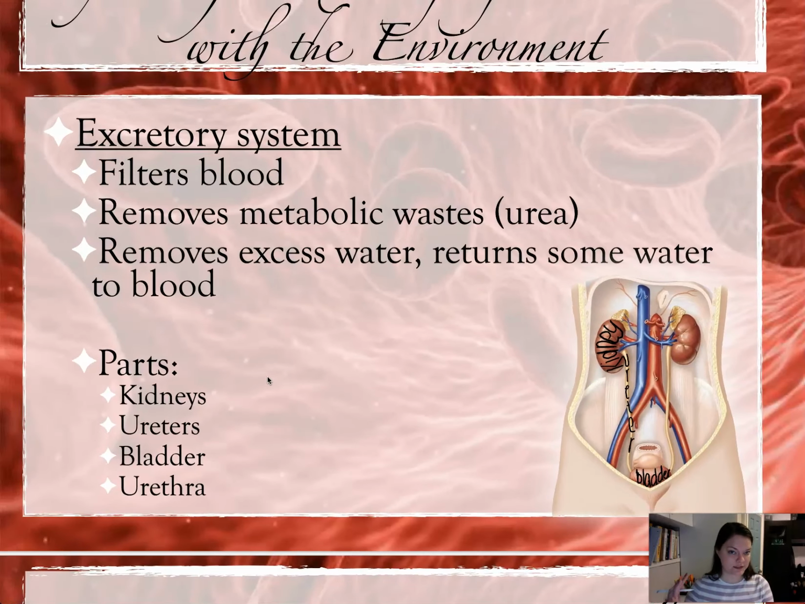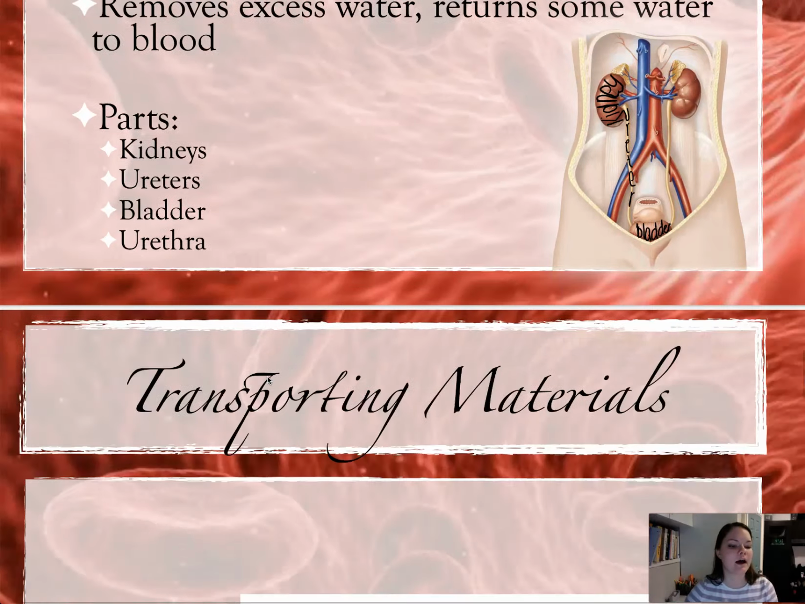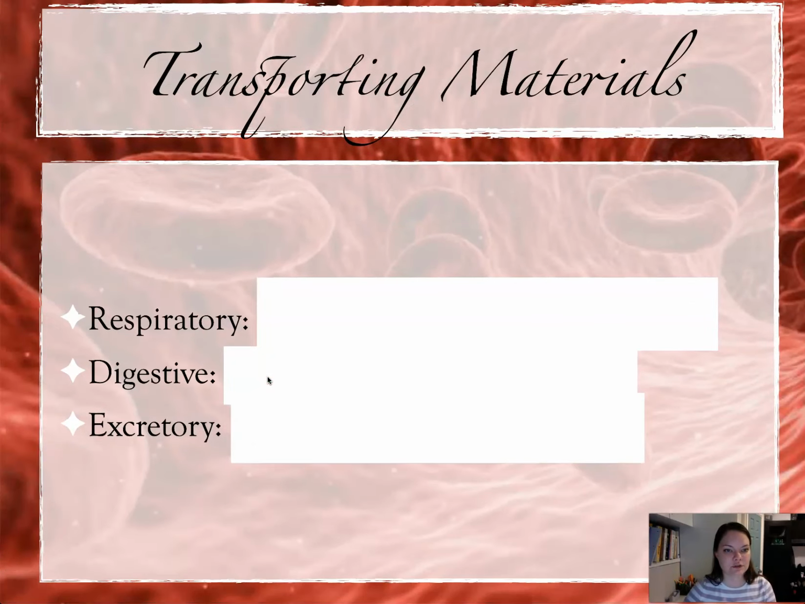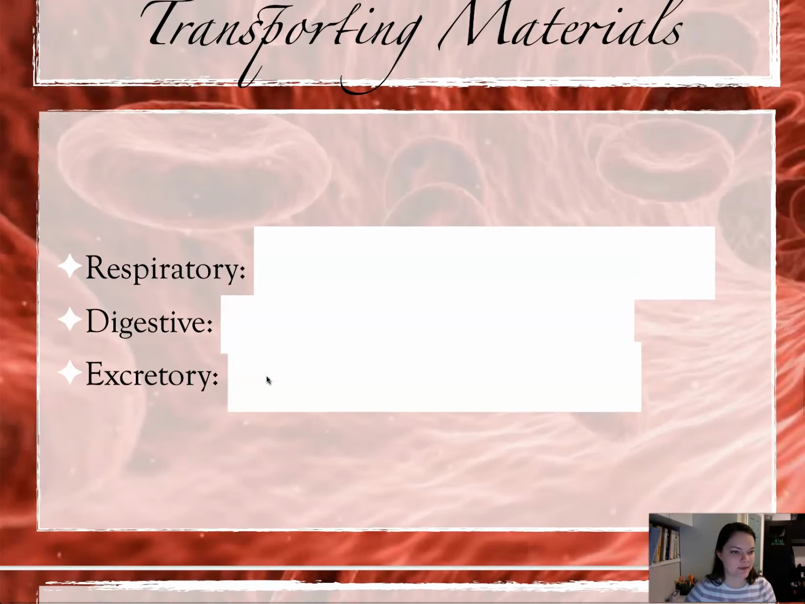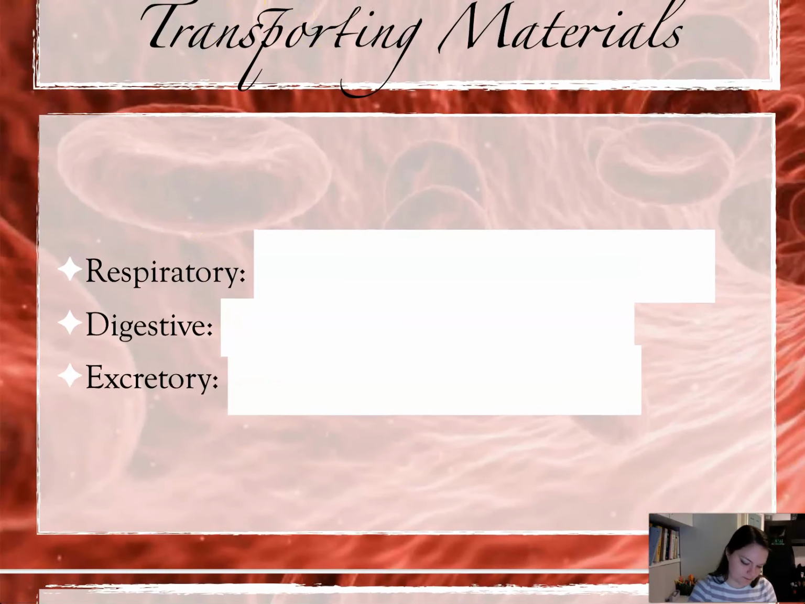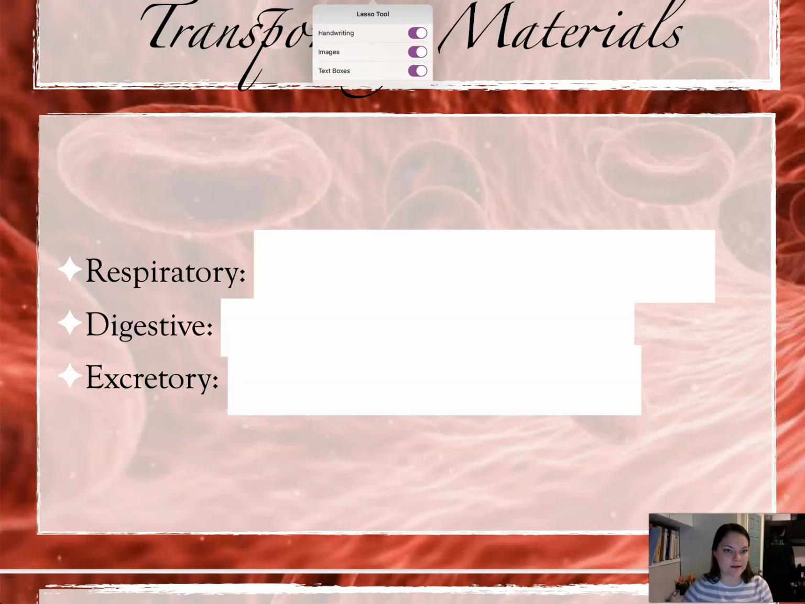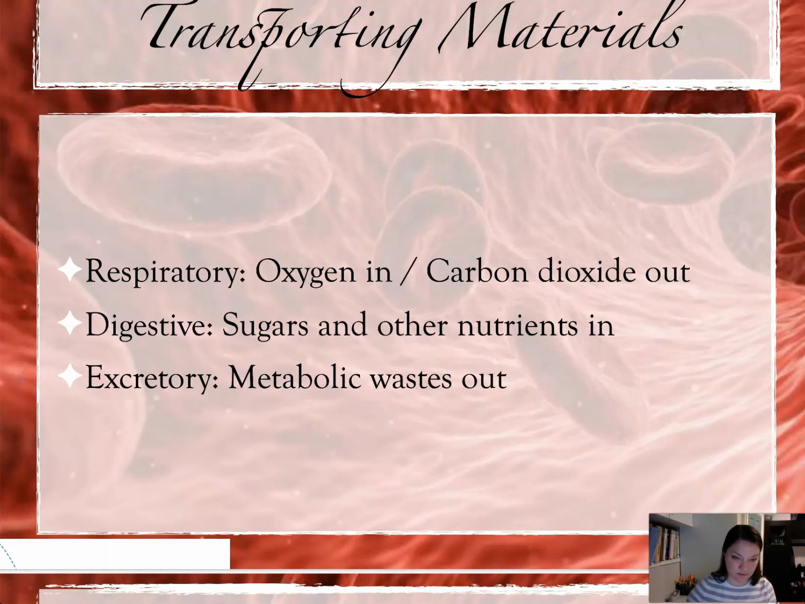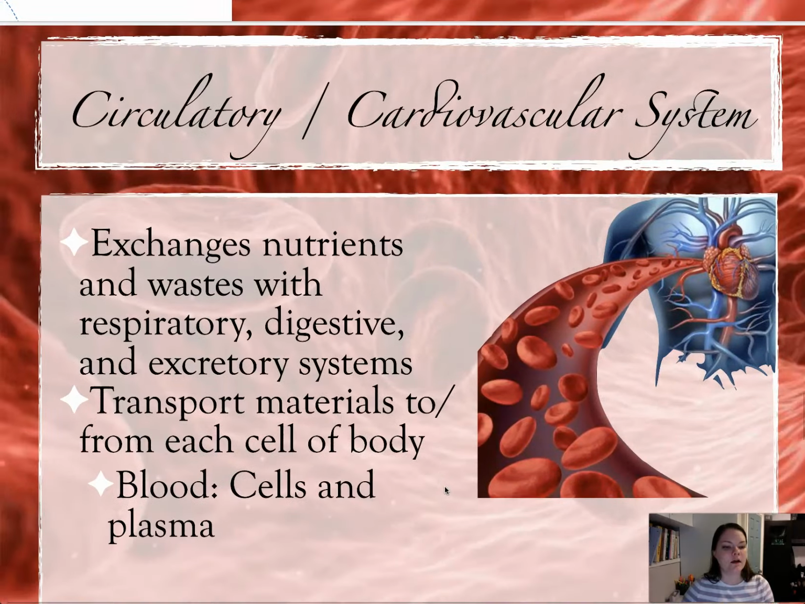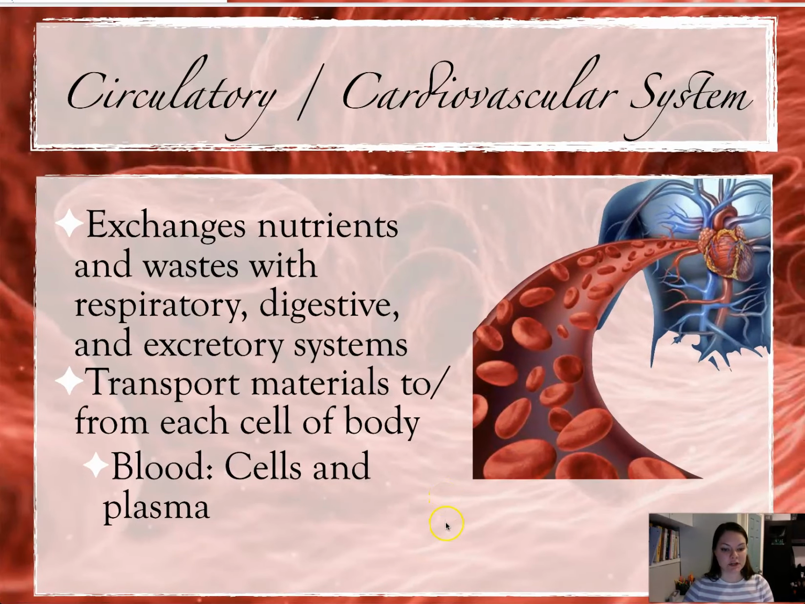So again, three systems that are responsible for either getting material from the environment or taking waste material and kicking it back out. We already talked about this kind of at the beginning. Respiratory, all about taking in oxygen, getting rid of CO2. Digestive, bringing in sugar. Excretory, getting rid of wastes, right? Now we can move on to the circulatory system.